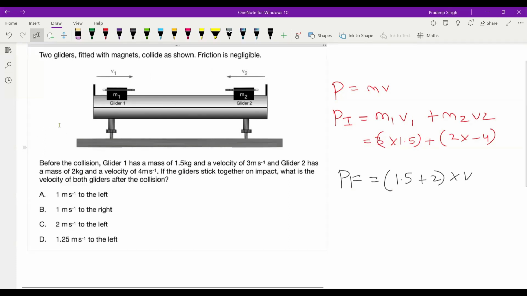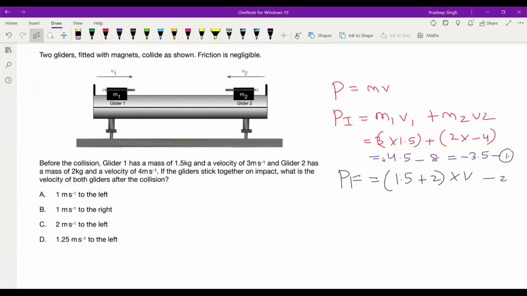Now, according to the law of conservation of linear momentum, initial momentum and final momentum are supposed to be equal to each other. Let's simplify the initial momentum further. It was 4.5 minus 8, which if you simplify, you will get minus 3.5. Let's equate the initial momentum with the final momentum. So we get negative 3.5, which is the initial momentum, and we equate that with the final momentum, which should be 3.5 into V. If we simplify this, we'll get V is equal to minus 1 meters per second.